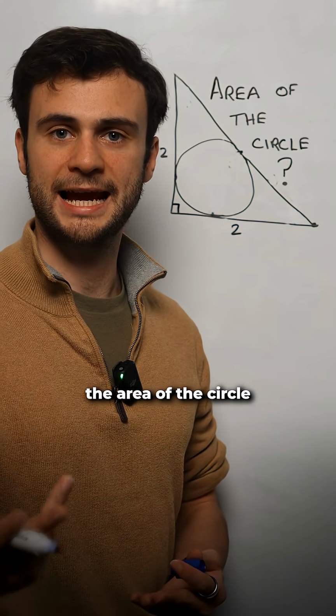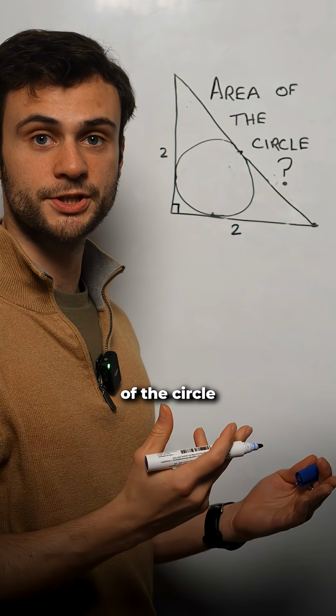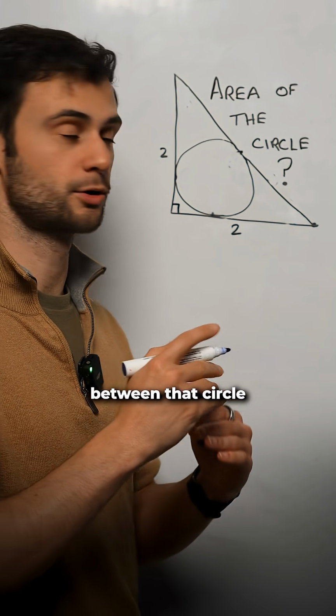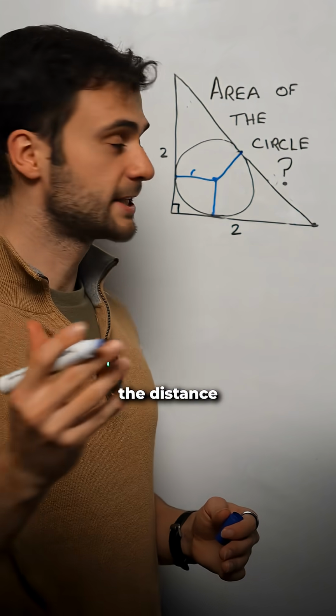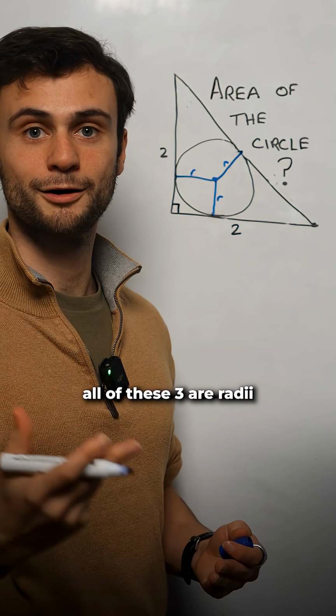Of course, to work out the area of the circle, we're going to need to find the radius of the circle. We want to draw the center of the circle and join that up with all of the points of contact between that circle and the lines. So we can do that here, here, and here. The distance from the center of the circle to the circumference is the radius. All of these three are radii.